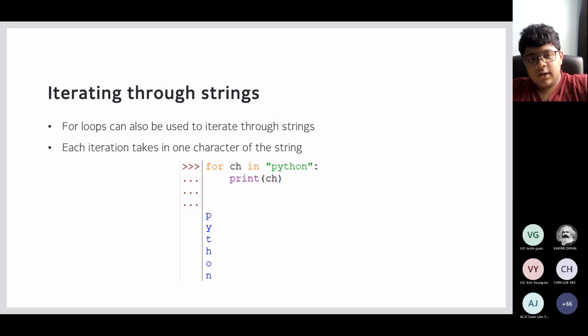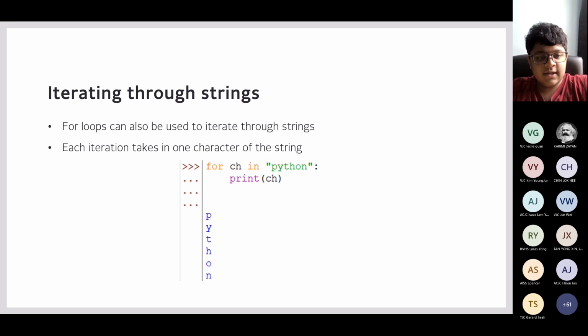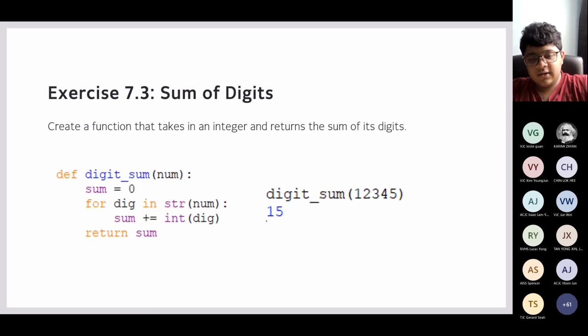Then for iterating strings, what you need to remember is that a string is also an iterable. The power of that is that a for loop can just go through an iterable, so you can take every character of a string and print that character. The ch means character, and essentially that allows you to print it. So now let's get to the next exercise.